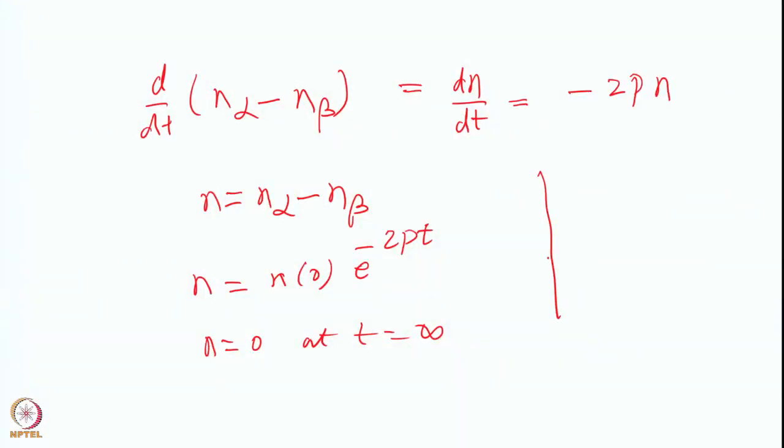Okay. So, if I want to plot this here, n versus time, it will be like this. This is the initial population difference at time t equal to 0, then eventually it will go down to 0, and this depends upon the relative values of p and t at what time you are looking at. However, we always see some signal, right?